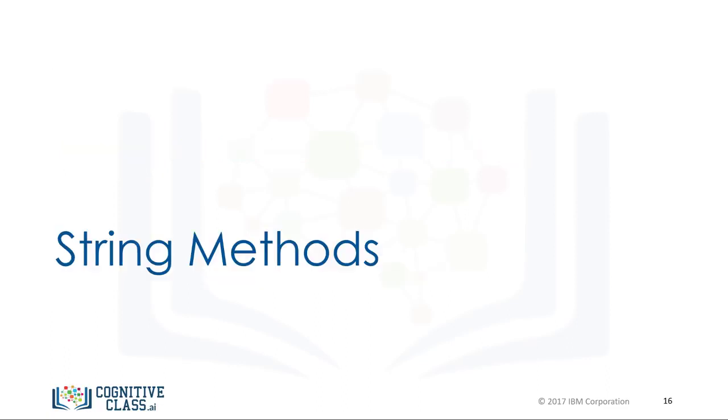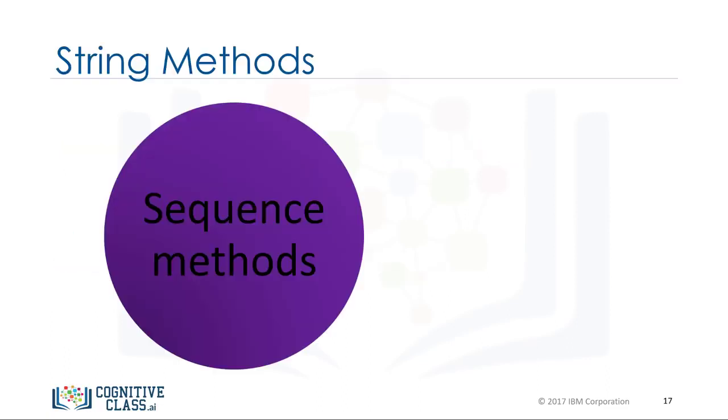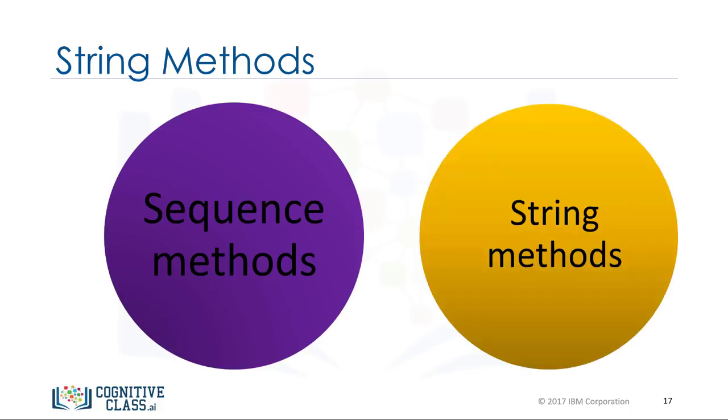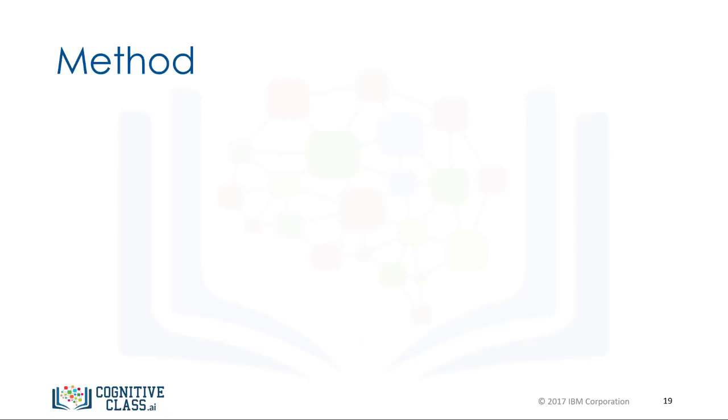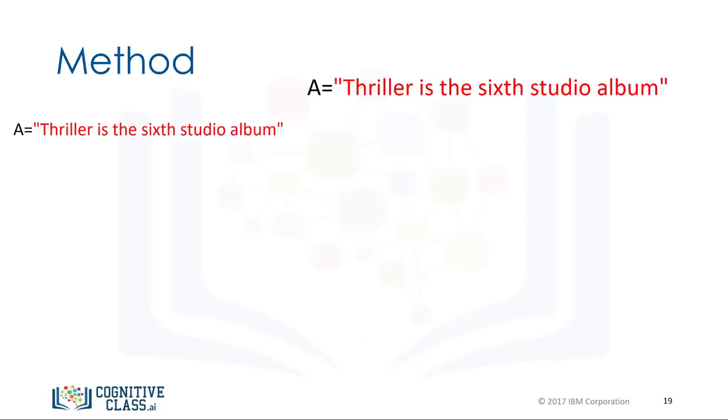Now let's take a look at string methods. Strings are sequences, and, as such, have methods that work on lists and tuples. Strings also have a second set of methods that just work on strings. When we apply a method to the string A, we get a new string B that is different from A. Let's do some examples. Let's try with the method upper.